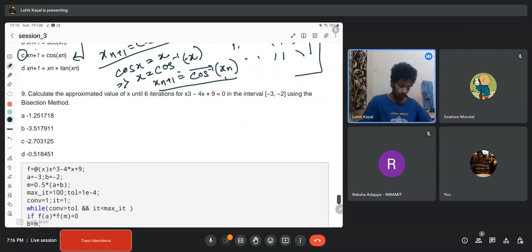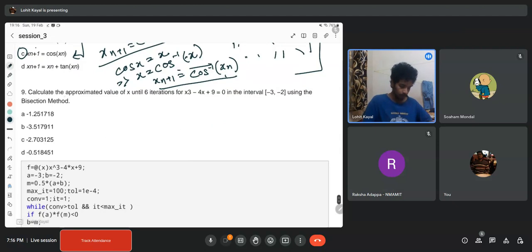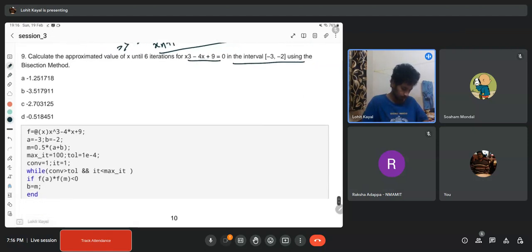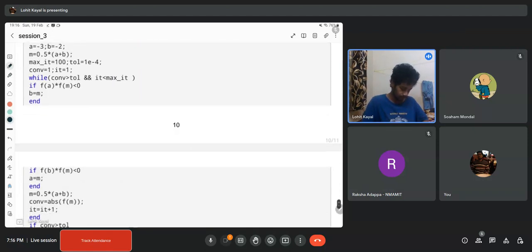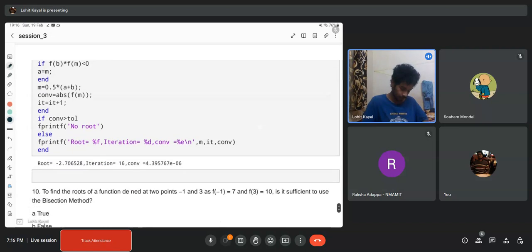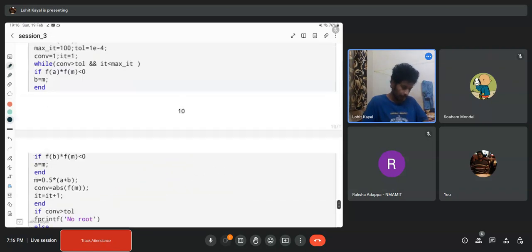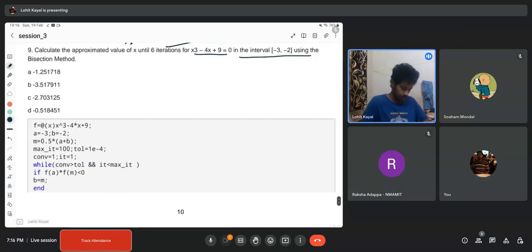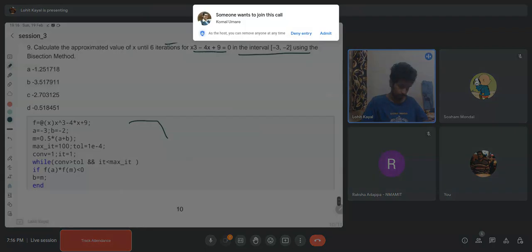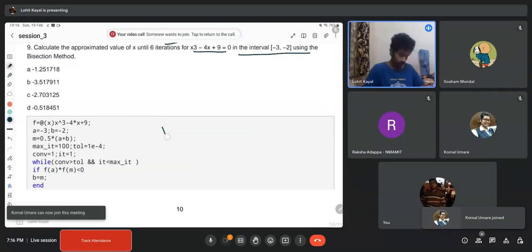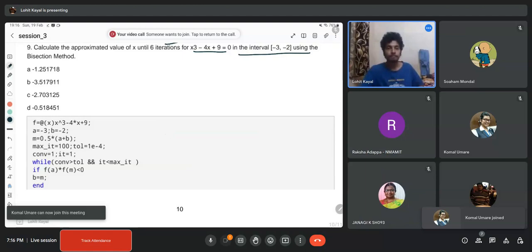All right. Now calculate the approximated value of x until 6 iterations for x cube minus 4x plus n in the interval of -3 to -2. I have done it for many iterations, not only 6, just to show you how you can get a result. In the last class I also talked about this code, so I will talk about it again.